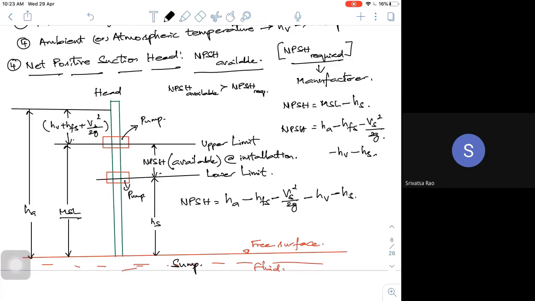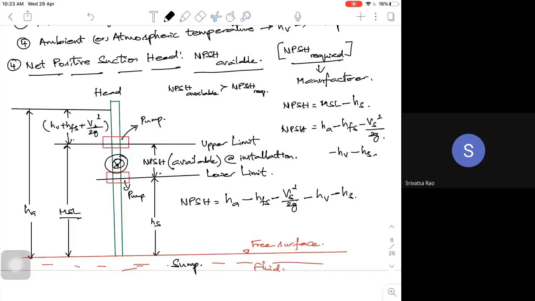So I should ensure that the net positive suction head available at the given installation point is given by, say, what is it actually? It is net positive suction head, that is given by your maximum suction head upper limit minus the minimum, your HS, where you can place your pump. So I will place my pump like this. This is the installation of your pump. This is the height of the pump.